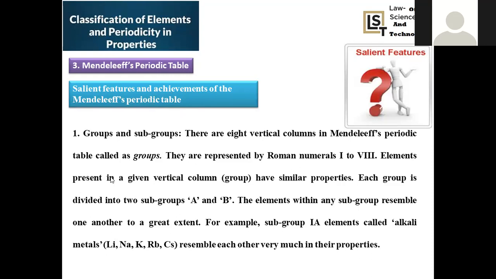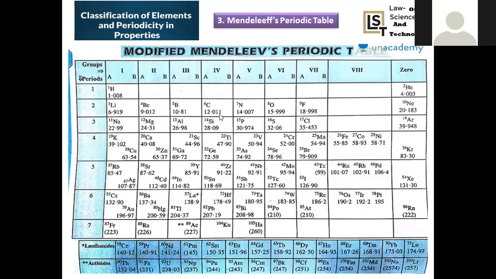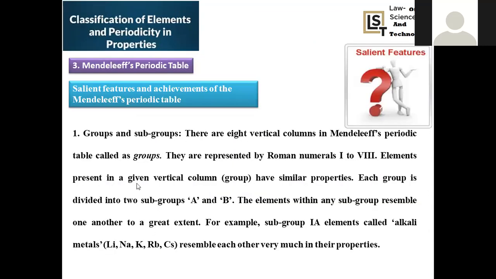What are the salient features? We will discuss now. Groups and subgroups. So in this one, you can see first A, first B, second A, second B. So here, 1, 2, 3, 4, 5, 6, all these Roman numbers are said to be main groups, and A, B kind of subcategorization is called subgroups. So here, Mendeleeff framed the periodic table with the main groups as well as subgroups in that.